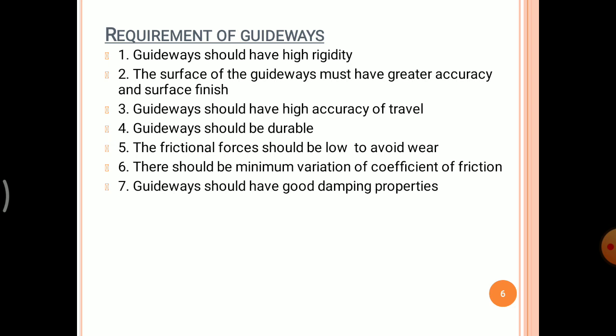Number 7, the guideways should have good damping properties. Damping means eliminating the vibration that is caused in the guideways. During the machining operation, there will definitely be vibration. So the design of the guideways should be such that it dampens the vibration. That is called good damping property. So these are the 7 requirements of the guideways.